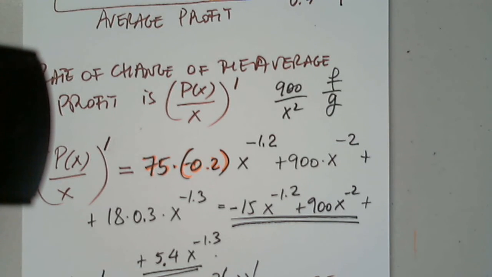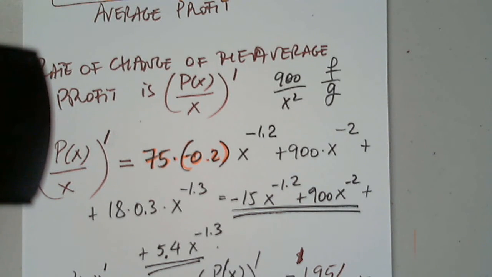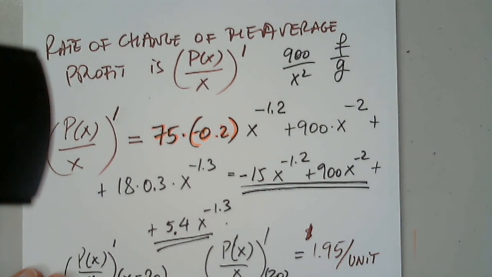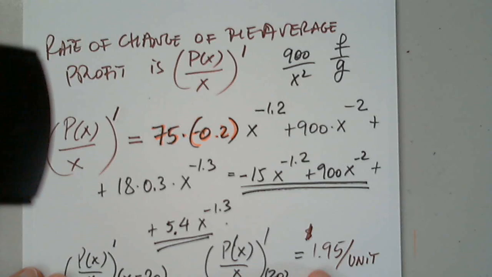Okay, the measurement unit for this. Dollars per unit. Profit per unit, because x is the unit, and this is dollars. Profit, the average rate of change. So what does this mean? When 20 units are produced, the rate of change of the average profit is $1.95, $1.95 per unit.